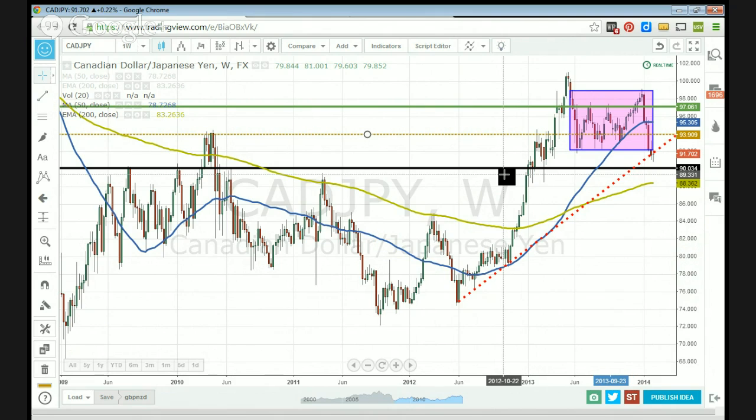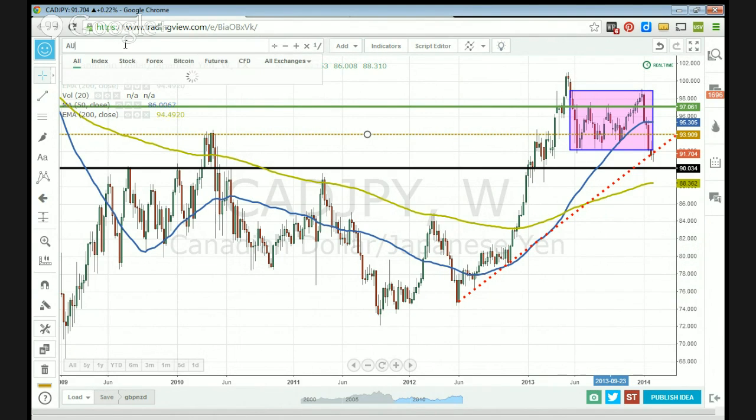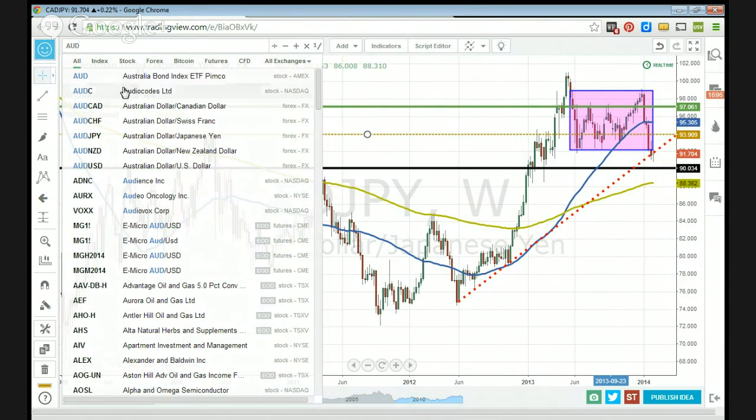There's also dollar yen, which I think is a better long. Of all the trades I've seen at the moment, I think dollar yen is probably the one I'm closest to putting a trade on for. So I'll pass on Canada yen. That does it for the Canadian dollar pairs. Now the Australian dollar pairs.